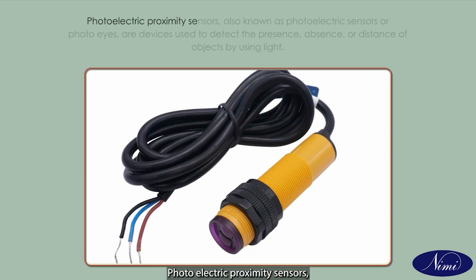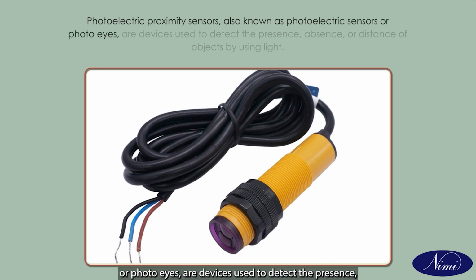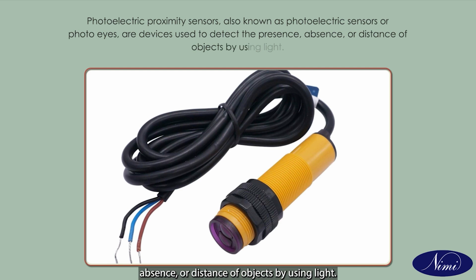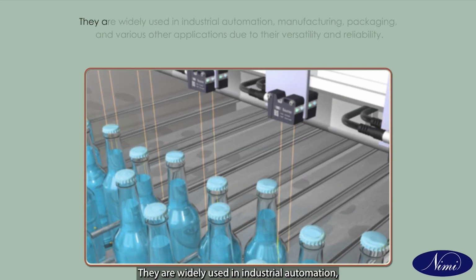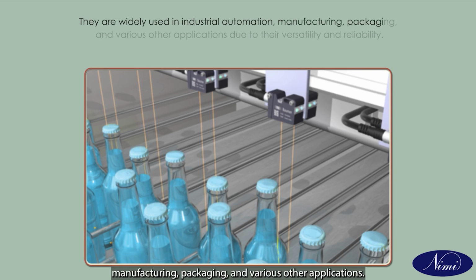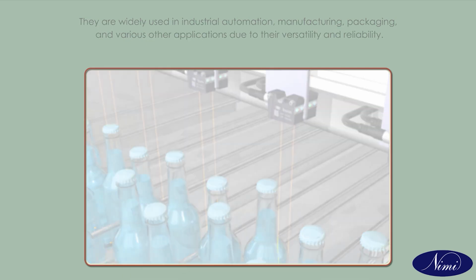Photoelectric proximity sensors, also known as photoelectric sensors or photo eyes, are devices used to detect the presence, absence, or distance of objects by using light. They are widely used in industrial automation, manufacturing, packaging, and various other applications due to their versatility and reliability.